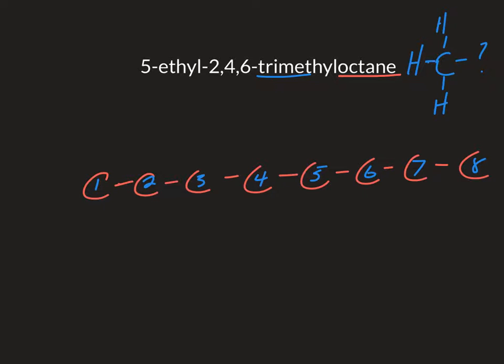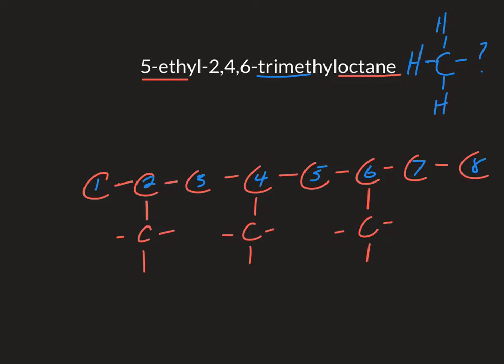So it's a 2, so I'll make it red again. So there's a carbon connected to a hydrogen and a hydrogen. I'm going to put it on carbon number 4. So there's a methyl group, hydrogen, hydrogen, hydrogen, and then 6. Carbon, hydrogen, hydrogen, hydrogen. And then finally, I'm going to get to my 5-ethyl.